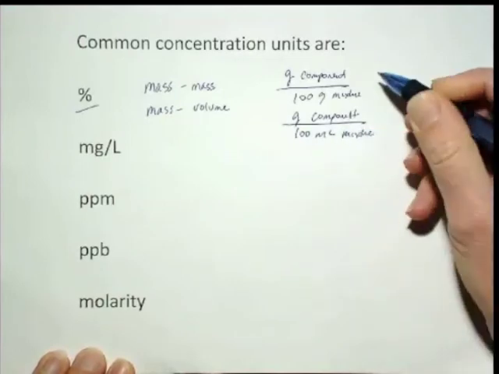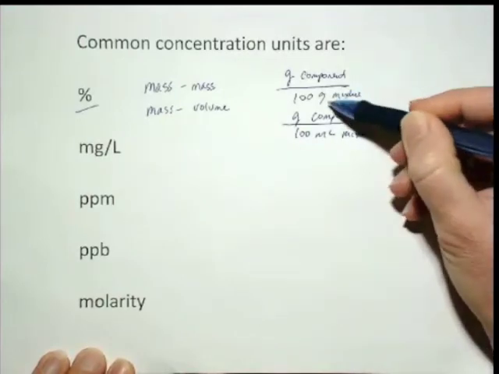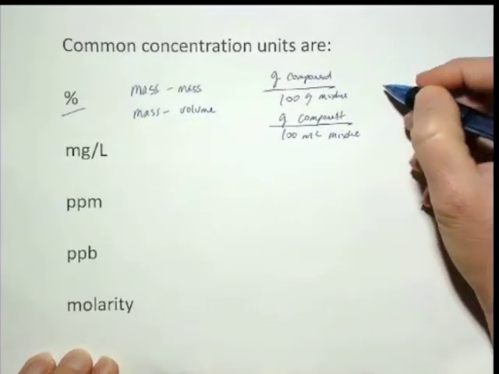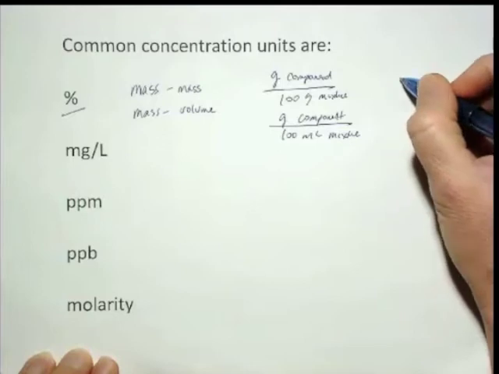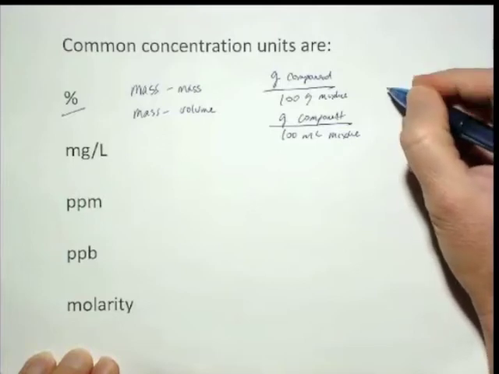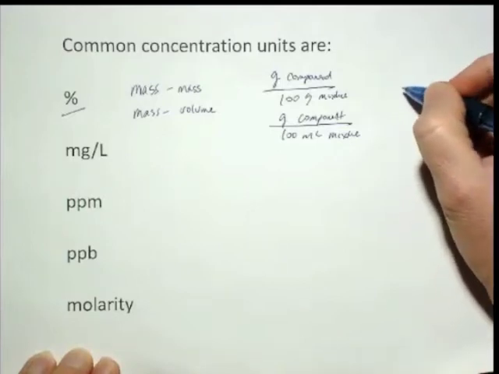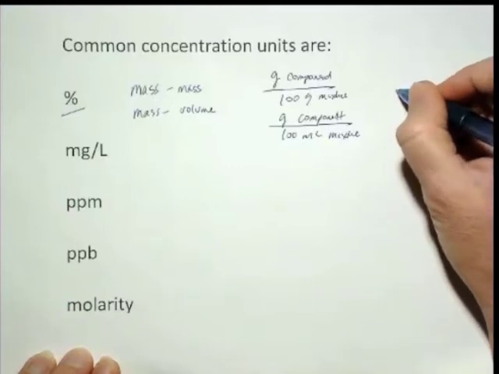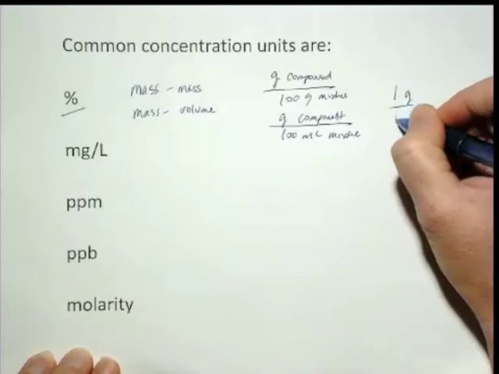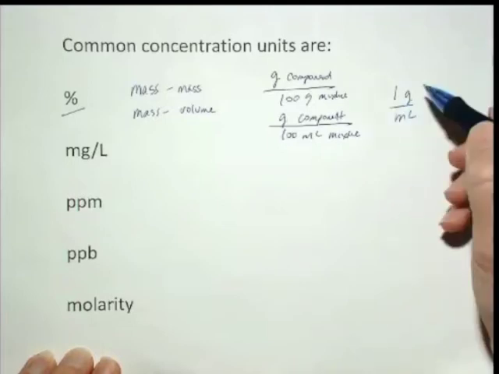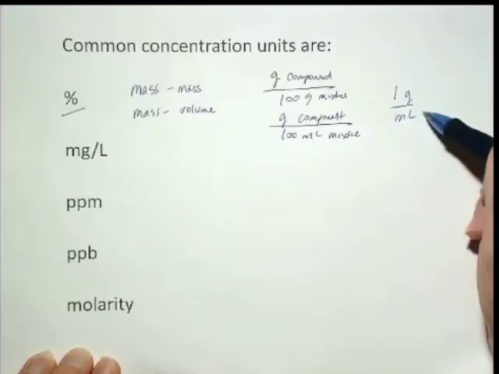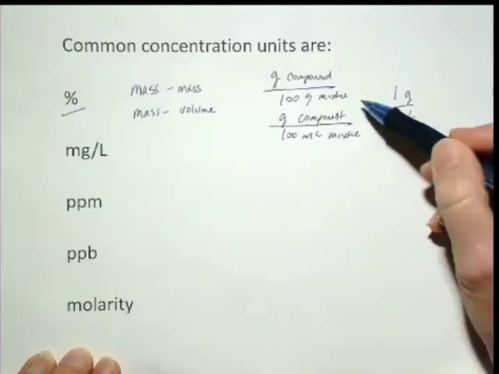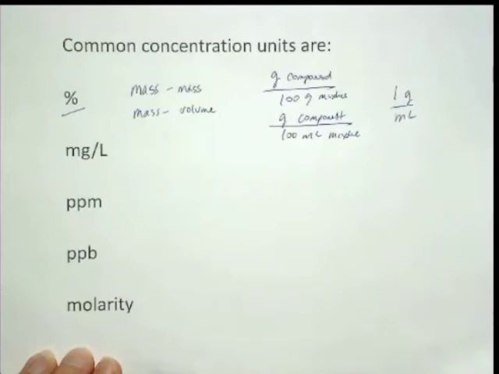And the reason why we can go pretty easily from 100 grams to 100 milliliters is these solutions that we're talking about are water solutions, aqueous solutions, and at normal temperature and pressure, the density of water is 1 gram per milliliter. What that means is 1 milliliter of water weighs 1 gram. 1 gram of water takes up 1 milliliter of space. So these two would be very, very similar.